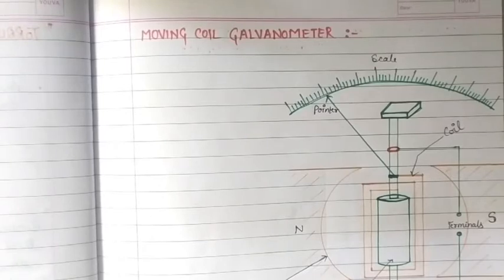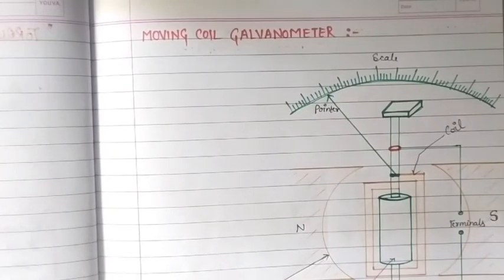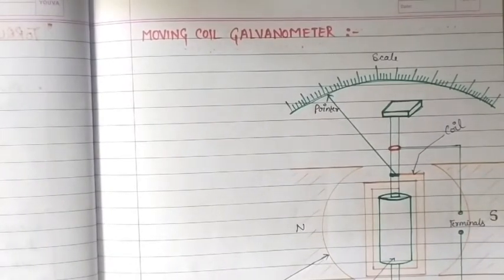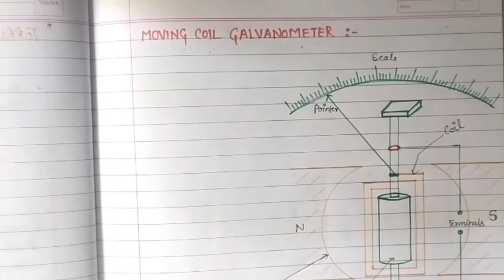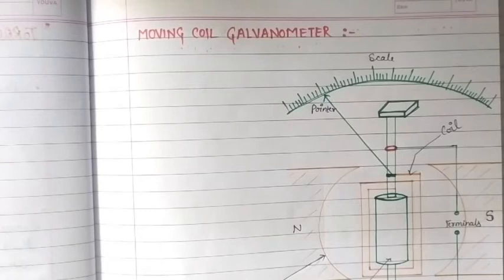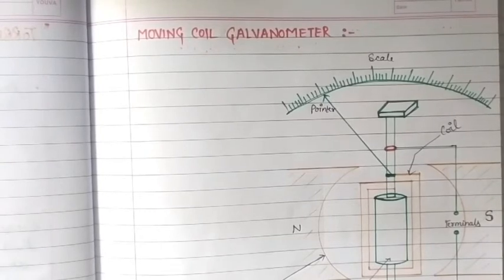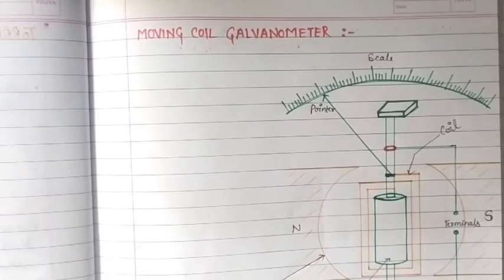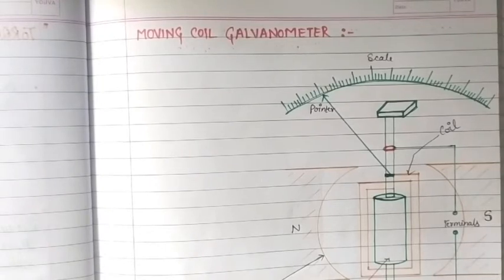As we have studied in the previous video, whenever we have a current carrying coil placed in a magnetic field, a torque acts on that coil due to which that coil starts rotating. So similarly here in the moving coil galvanometer we have a coil that carries current, and if we want to detect the current, whenever that coil carries current, it deflects or rotates, and that angular deflection we observe and we detect the current using that deflection.